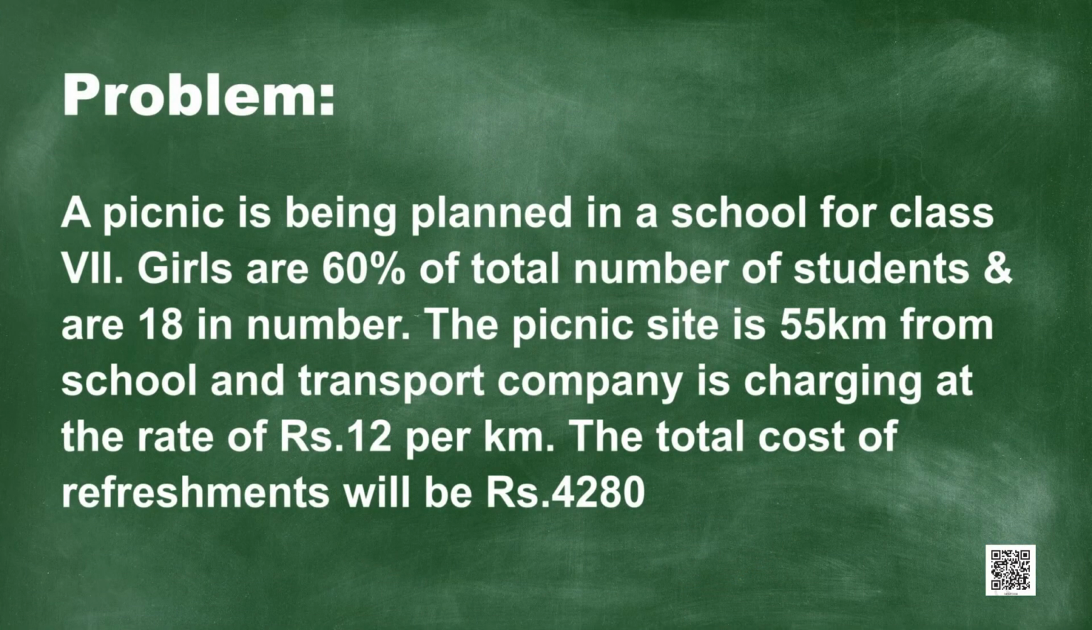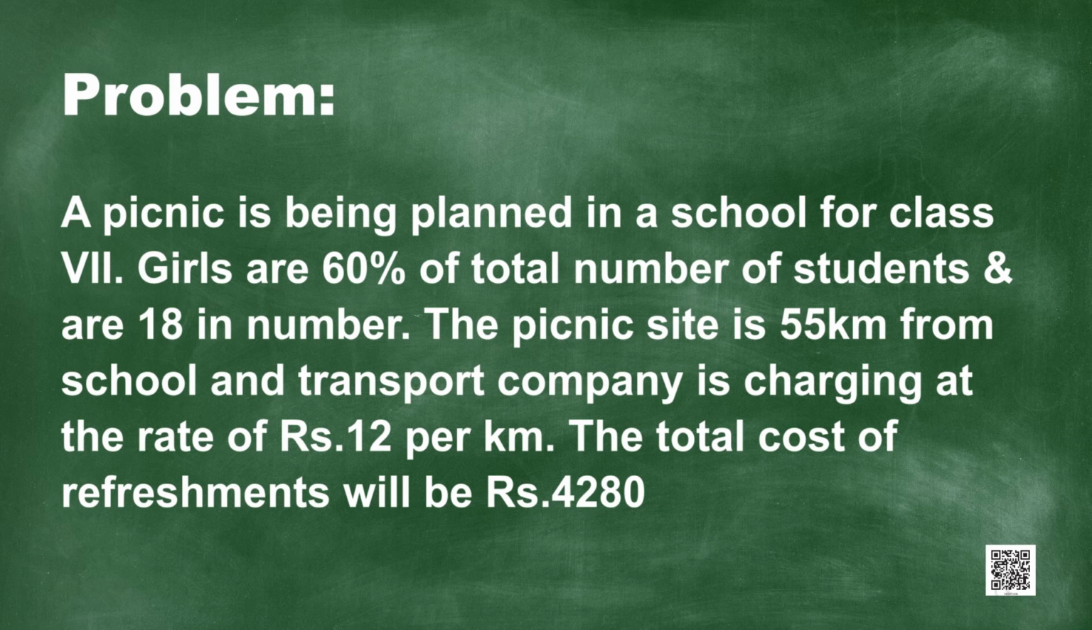Well students, now we have seen the conversion of ratios to percentage and percentages to ratios. Now, let us try to solve a very interesting problem on students' picnic. A picnic is being planned in a school for class 7. Girls are 60% of the total number of students and are 18 in number.